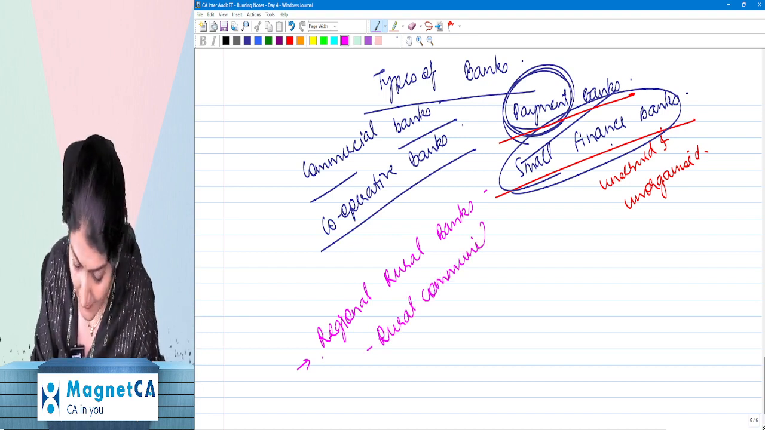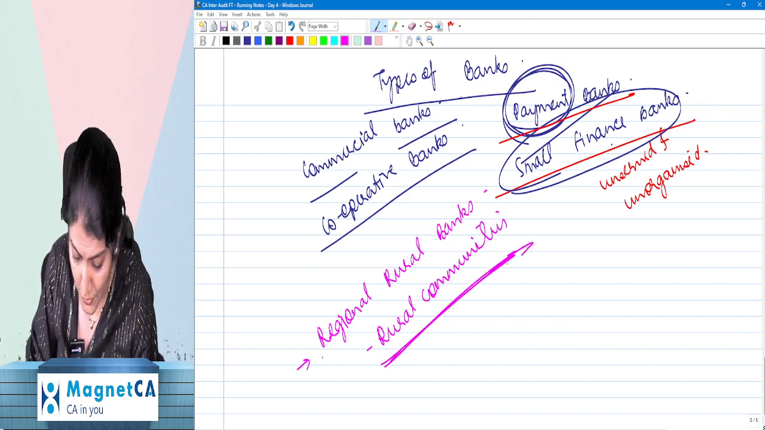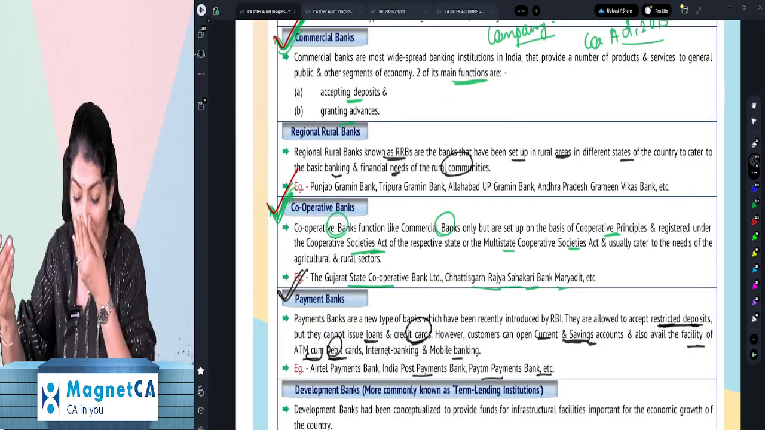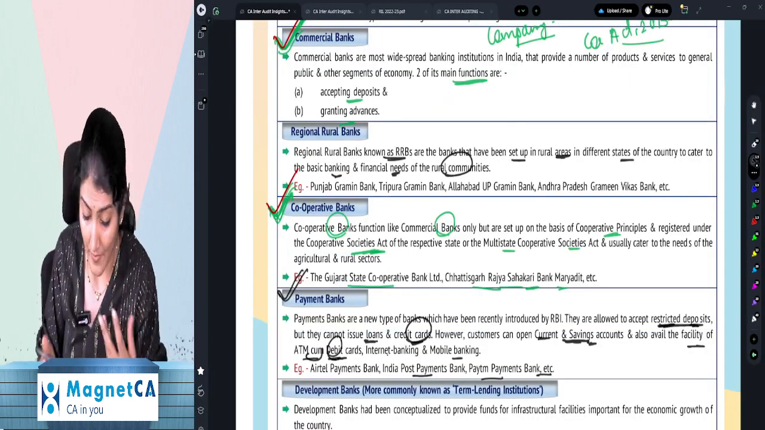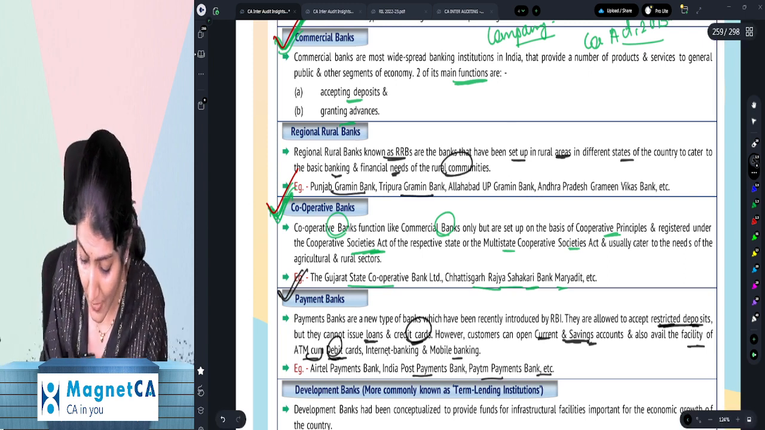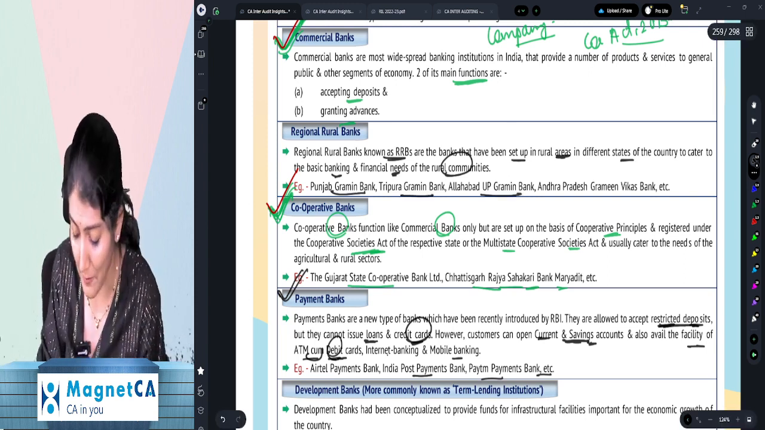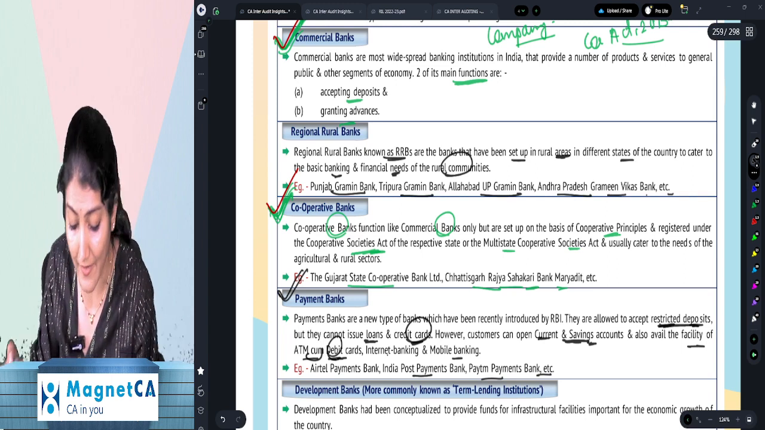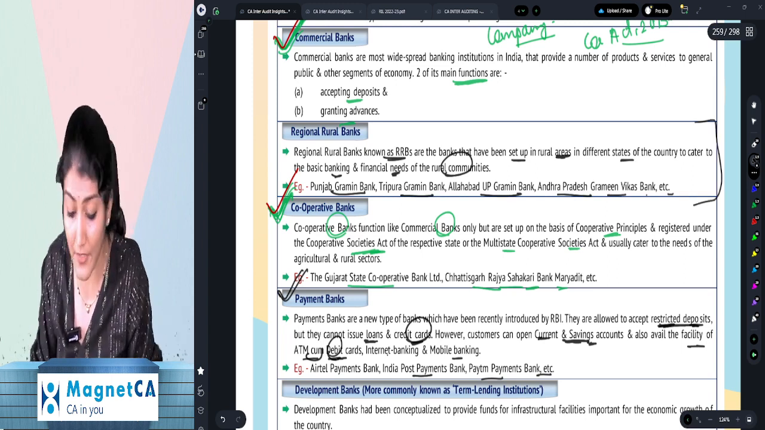Generally, banking norms say that for every branch you open in a city, you have to open one branch of the bank in a rural area. So you have the Punjab Gramin Bank, Tripura Gramin Bank, Allahabad UP Gramin Bank, Andhra Pradesh Gramin Vikas Bank, etc. That is the regional rural bank.